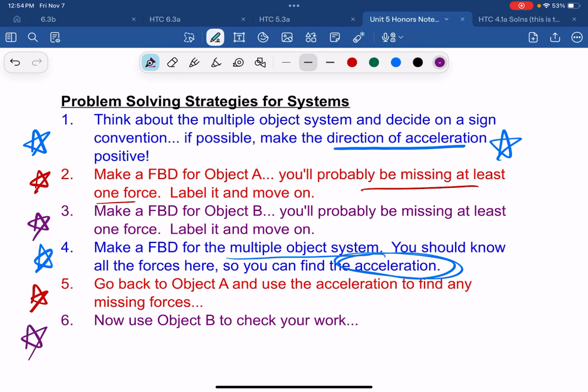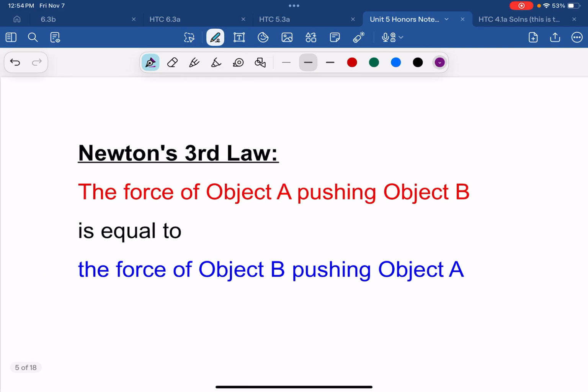All right, a lot of words. This will make a lot more sense when we do an example. So I'm going to do that now. Here we go. Oh, before we do, a quick comment, which I already alluded to.